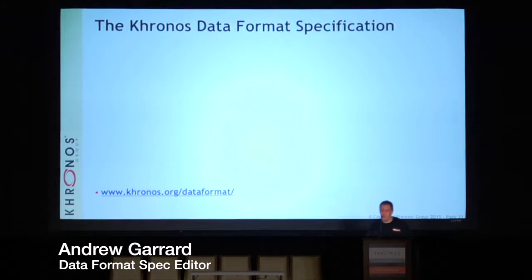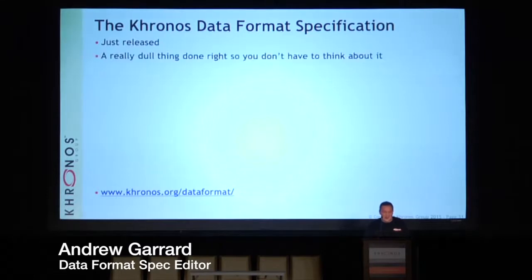So there's a data format specification. It's even newer than any other Khronos specification you've looked at. It's 2 weeks old. It's extremely dull. I speak from experience as a spec editor. Please read this so that you don't have to do it yourself. It's descriptive. It's a block of data in memory that says this is what this format means. It's done in one true way, so you don't have to read the English version.